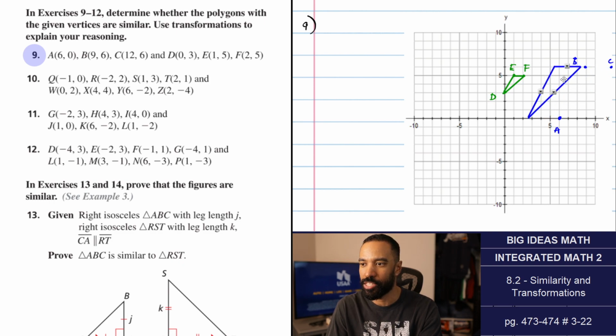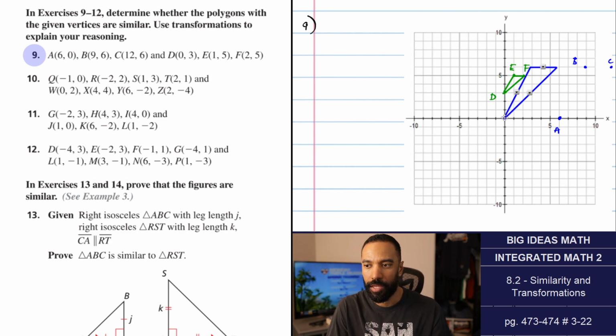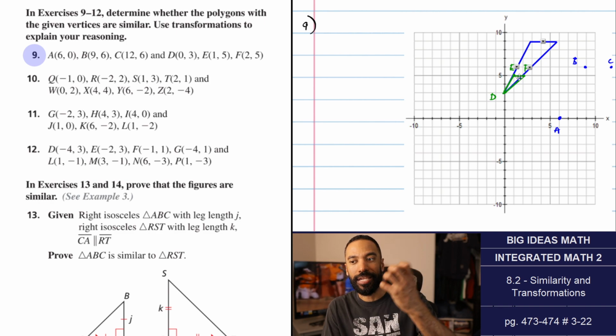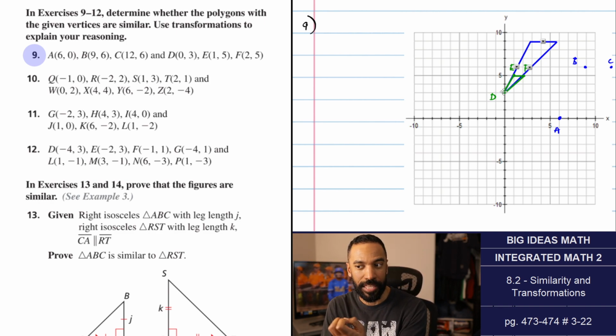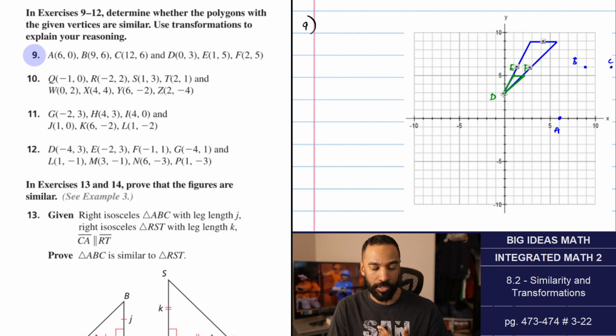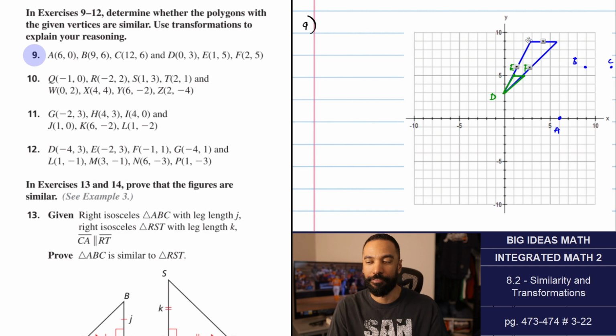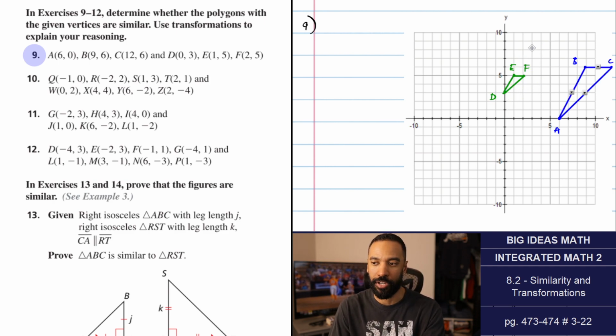I could translate this whole thing to here. Actually, I'd probably move it up here so that I could shrink it all in toward this as my center. So I can translate it 6 units left, 3 units up, and then I can shrink it if it has a proper dilation. And I think I kind of want to do that.